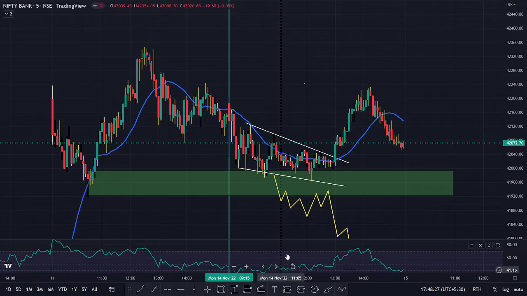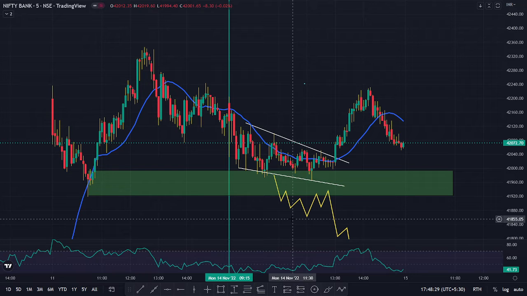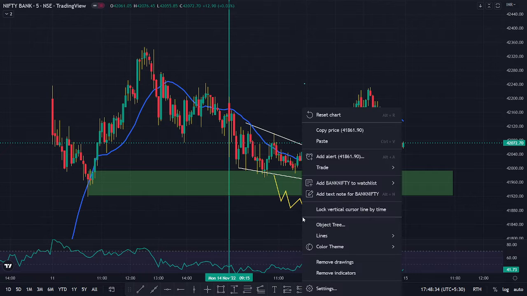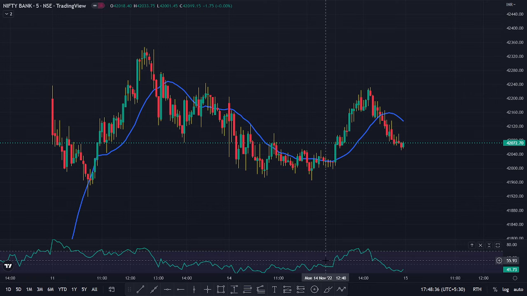So I expected the market to go higher. But since my long-term bias is on the downside, I didn't take any call options. Now moving on to the pre-market analysis.